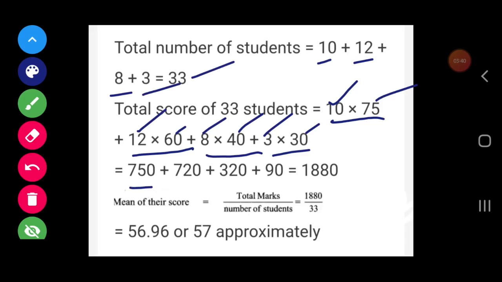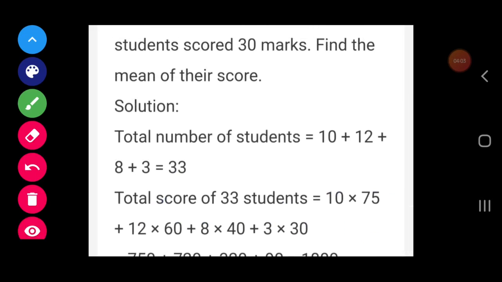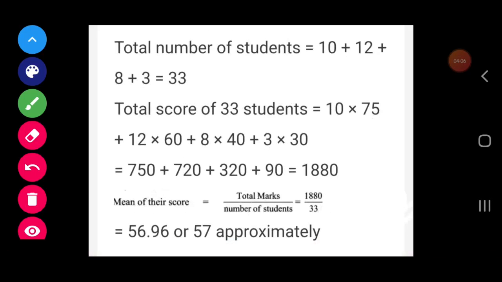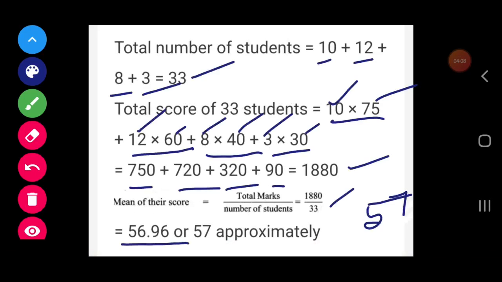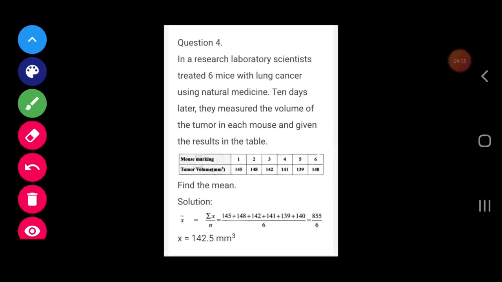Now we multiply these values: 10 into 75 is 750, 12 into 60 is 720, 8 into 40 is 320, 3 into 30 is 90. When we add these values, we get 1880. Now we have to divide it by 33. The value will be 56.96, so we can take it as approximately 57. So the mean score of the given children will be 57. Clear? Next, question number 4 we will see.